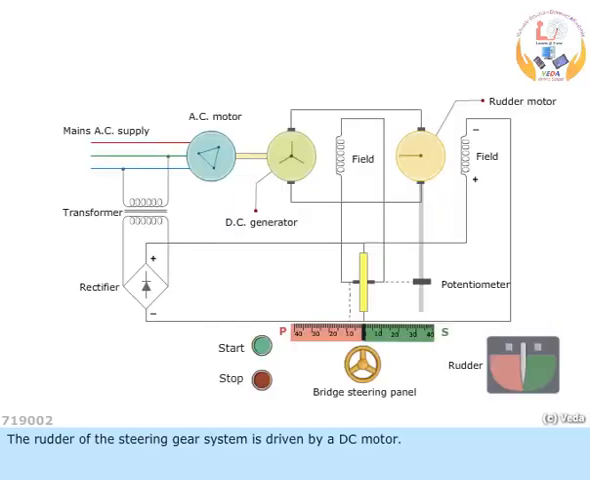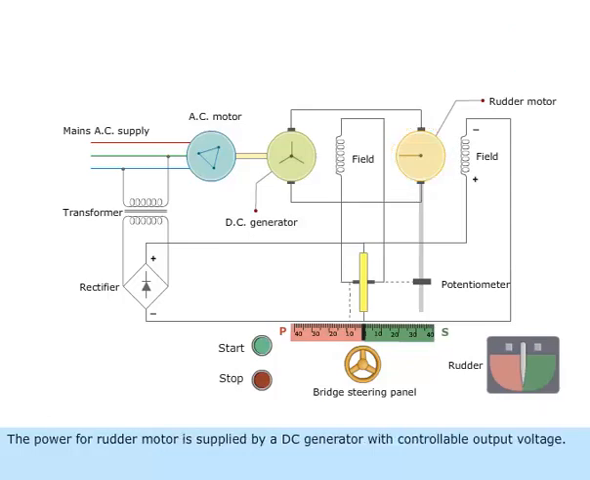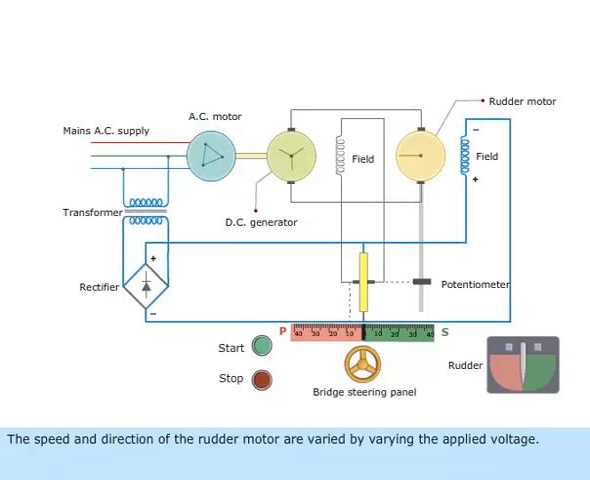The rudder of the steering gear system is driven by a DC motor. The power for the rudder motor is supplied by a DC generator with controllable output voltage. The DC generator is driven by a single-speed, 3-phase squirrel cage induction motor. The speed and direction of the rudder motor are varied by varying the applied voltage.